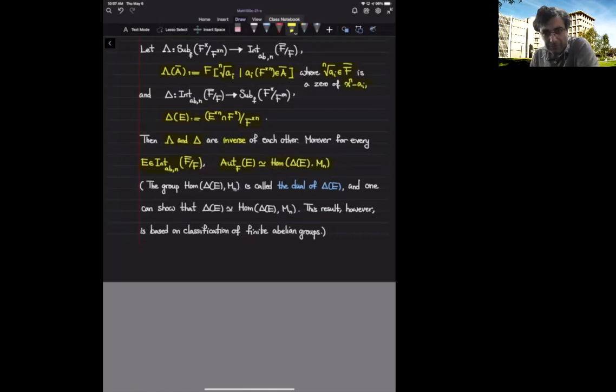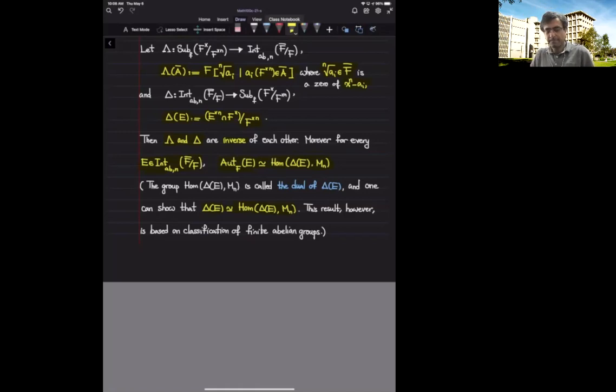But as we will see, this isomorphism of delta of E and its dual is not a natural isomorphism. It's similar to the cyclic case that we discussed. So we can show that they are isomorphic in an existential way, but we cannot give a very nice concrete map from one to the other. But this map here is quite natural. We can actually give a natural isomorphism between the Galois group of E over F and the dual of delta V.